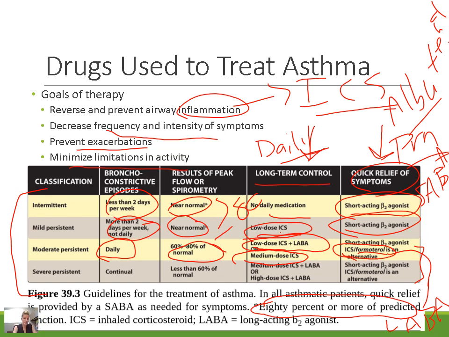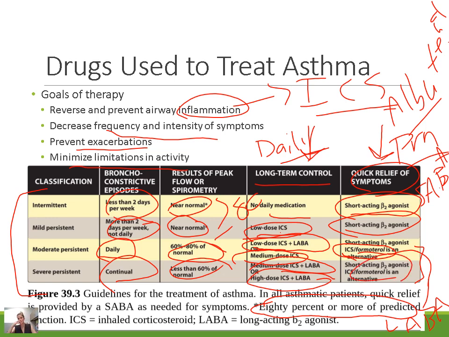For severe persistent asthma, patients have continual bronchoconstrictive episodes, and less than 60% of predicted on their peak flow or spirometry. These patients are on medium dose or moderate dose inhaled corticosteroids plus LABAs, or high dose inhaled corticosteroids plus LABA. So regardless, they should be on the combination of the two drugs, an inhaled corticosteroid and a long-acting beta agonist. And then again, quick relief.